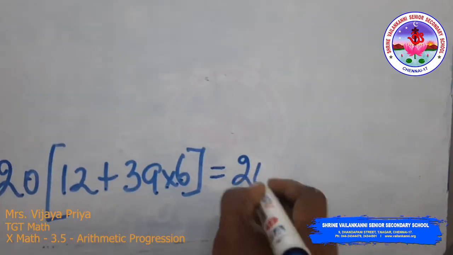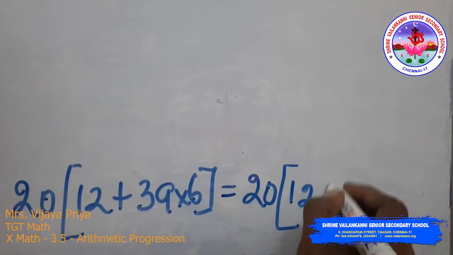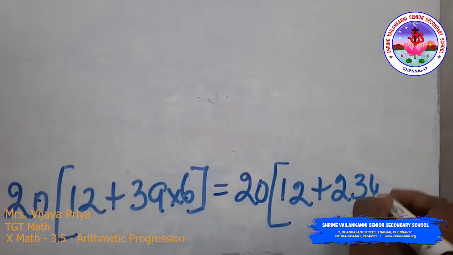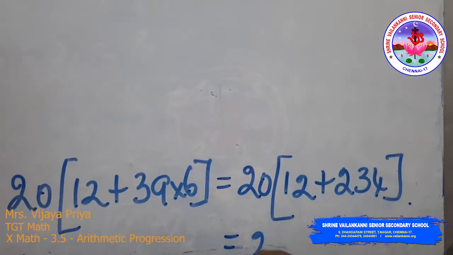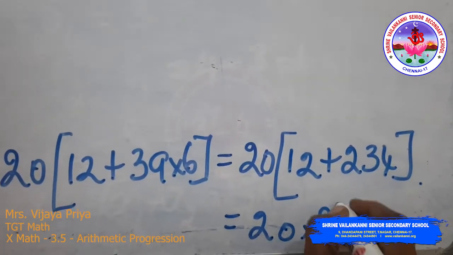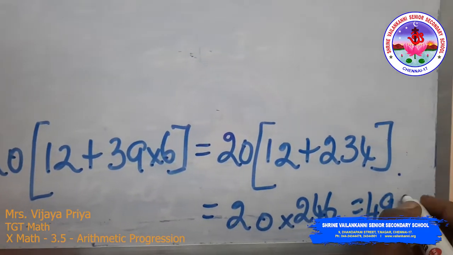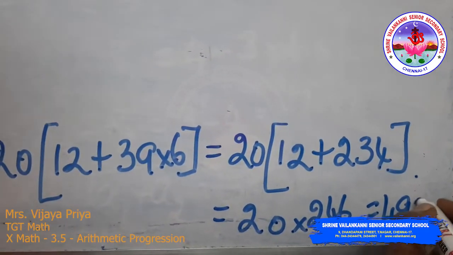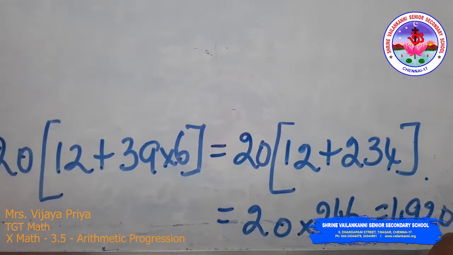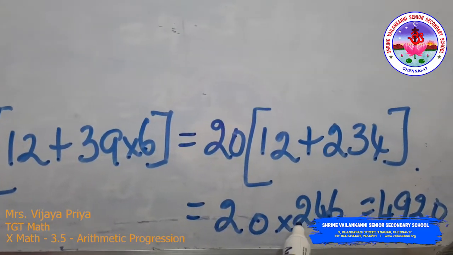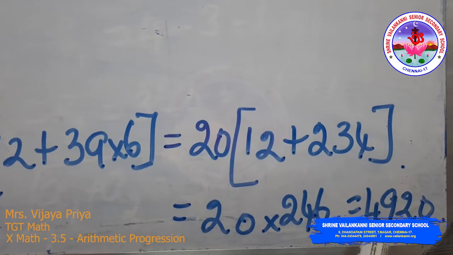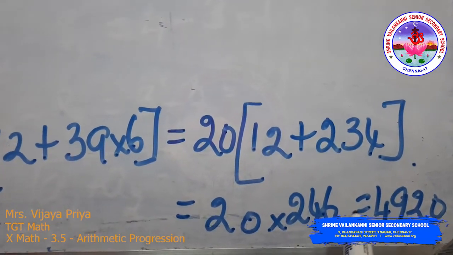So after 20 into 12 plus 234, which is equal to 20 into 246. So when you multiply, it becomes 4920. So I got the sum of 40 positive integers that is divisible by 6 will be 4920.